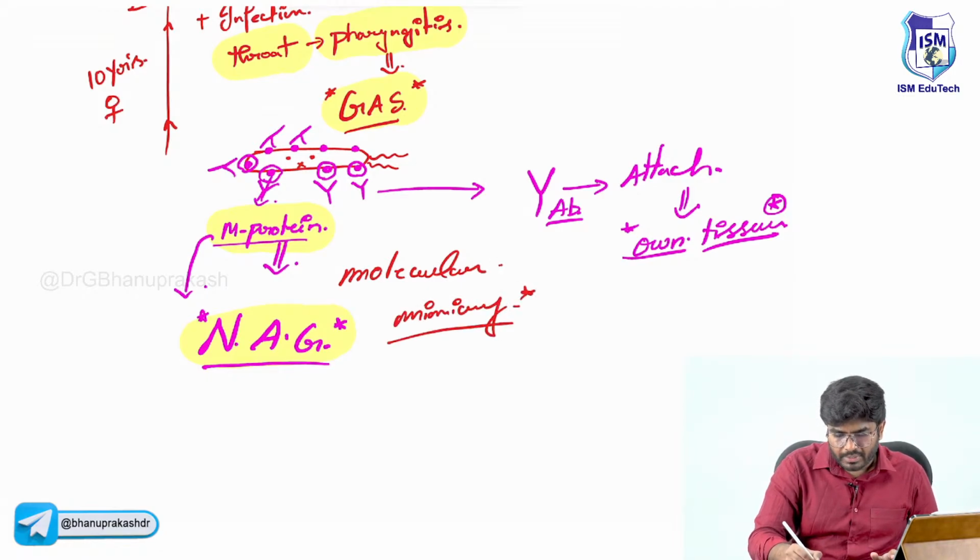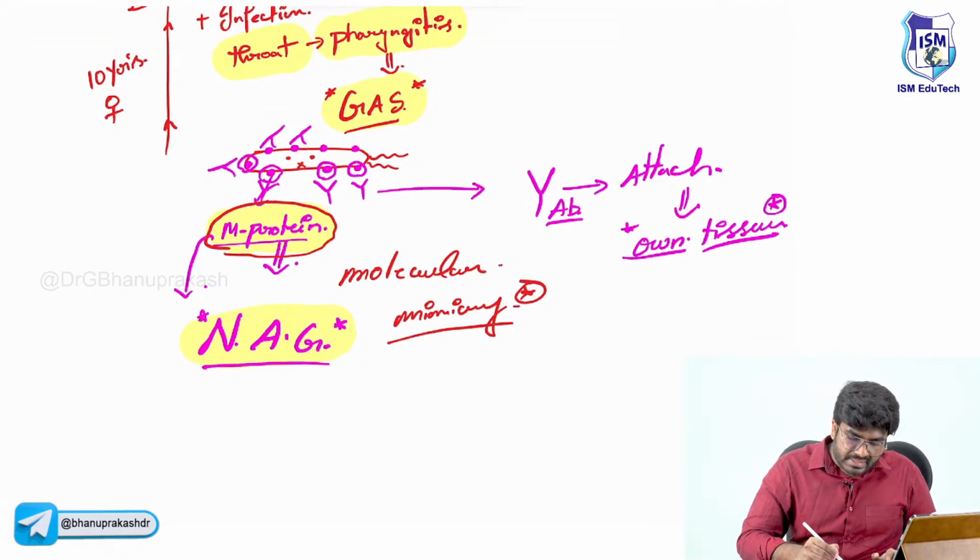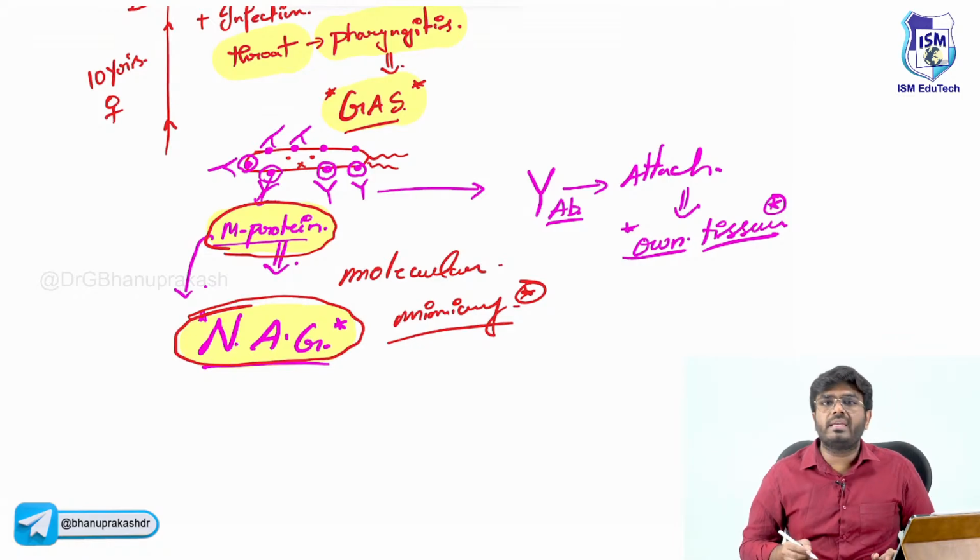Okay, there is molecular mimicry. So who is doing this molecular mimicry? M protein. The M protein resembles N-acetyl glucosamine. Okay, done.